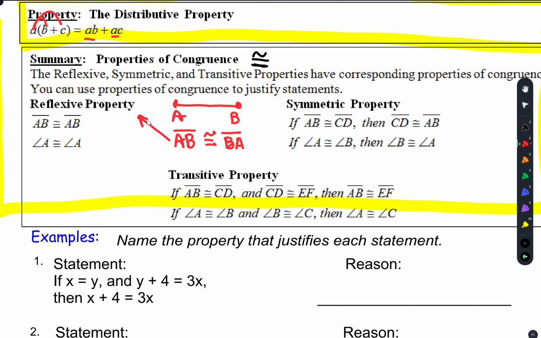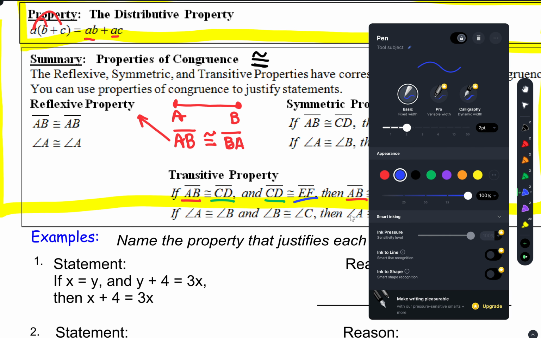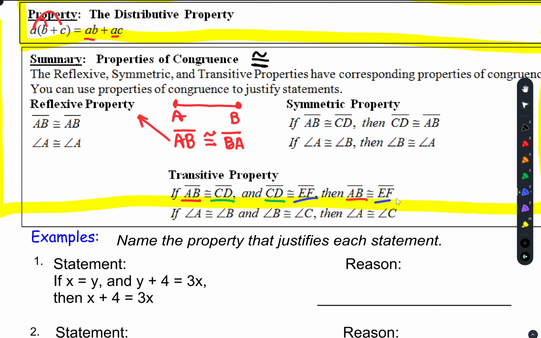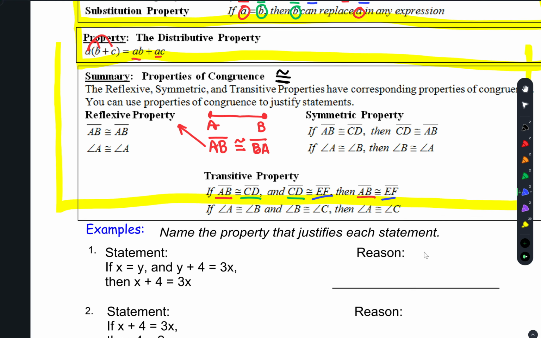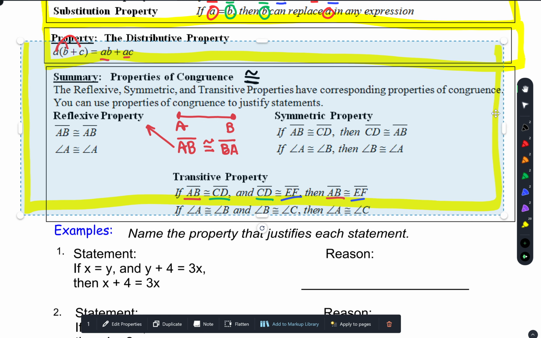And then the last one here, again, one that we've seen already, the transitive property states that if I have AB congruent to CD and CD is congruent to EF, then I can cut out that middleman, which is CD, because they are both congruent to CD, and say that they are congruent to each other. Same idea as the transitive property of equality, except we have congruent symbols instead. Any questions on that?